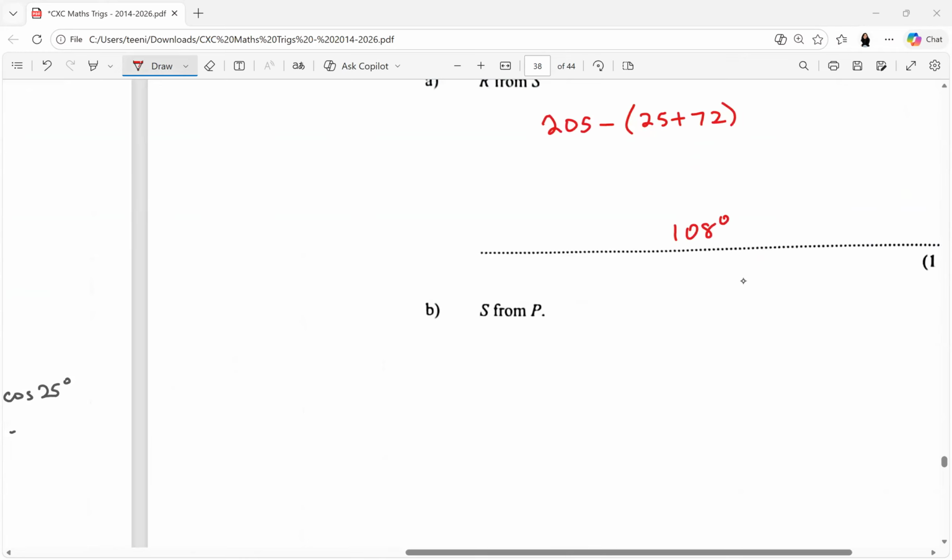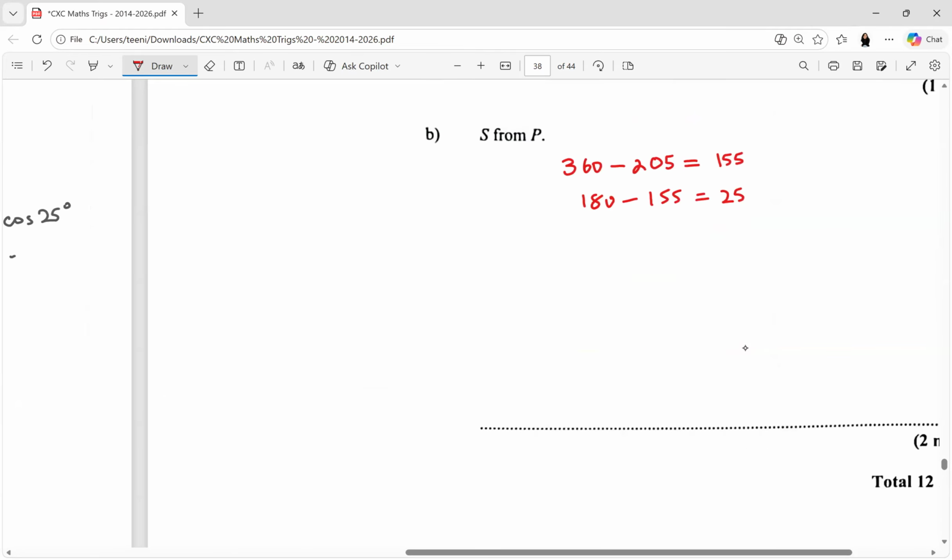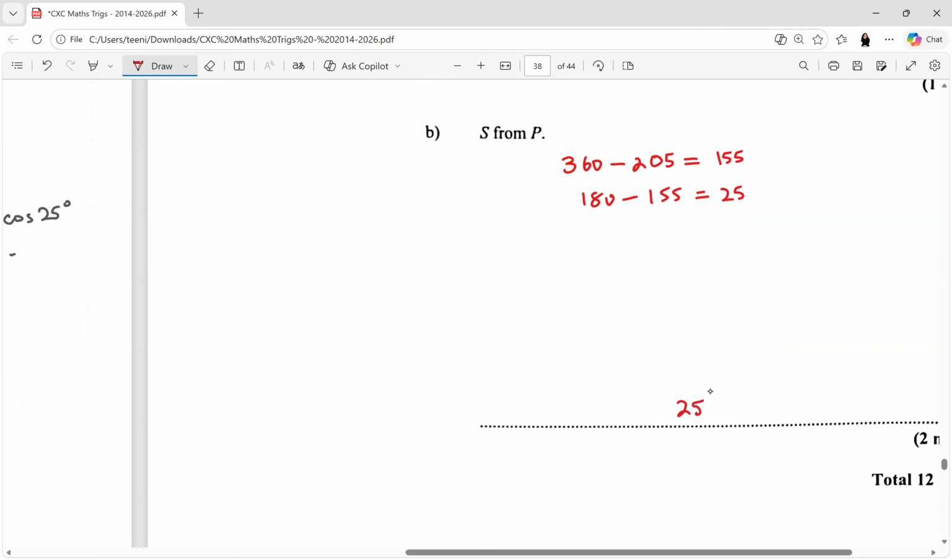So S from P, first we did 360 take away 205 to give us 155. And then we said 180 take away 155, which is 25. So the bearing of S from P is 25 degrees.